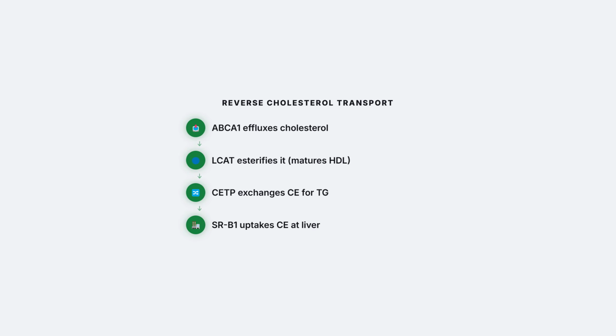4 steps complete the cycle. ABCA1 transporters on peripheral cells efflux free cholesterol onto nascent HDL. LCAT, activated by ApoA-I, esterifies that cholesterol, trapping it in the particle's core and maturing HDL into a sphere. CETP then exchanges some of that cholesterol ester for triglyceride from VLDL and LDL. Finally, SRB1 receptors on the liver selectively uptake HDL's cholesterol ester for excretion.